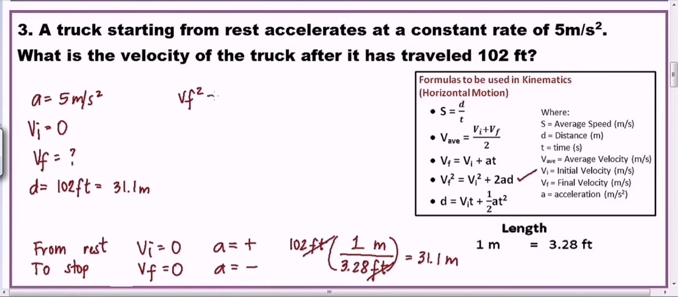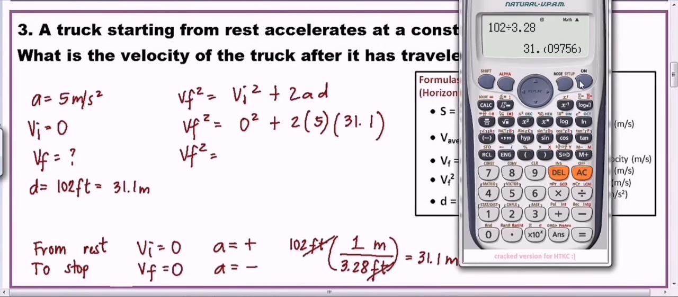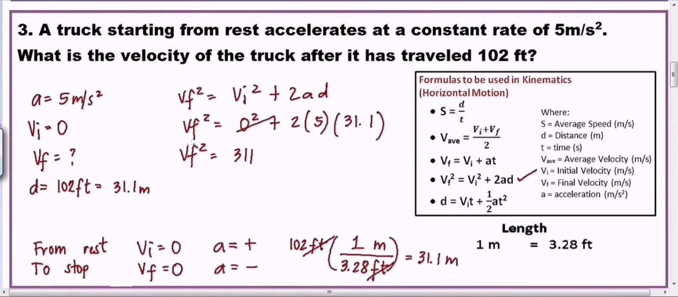So, VF squared equals VI squared plus 2AD. So, VF, yan yung hinahanap natin. VI is 0 squared plus 2 times acceleration ay 5 times distance, ito na, yun na-convert, 31.1. Okay, so VF squared equals 0 squared, wala na yan guys, 0 na yan. Ayan. So, 2 times 5 times 31.1 is equal to 311. So, may squared pa yan.